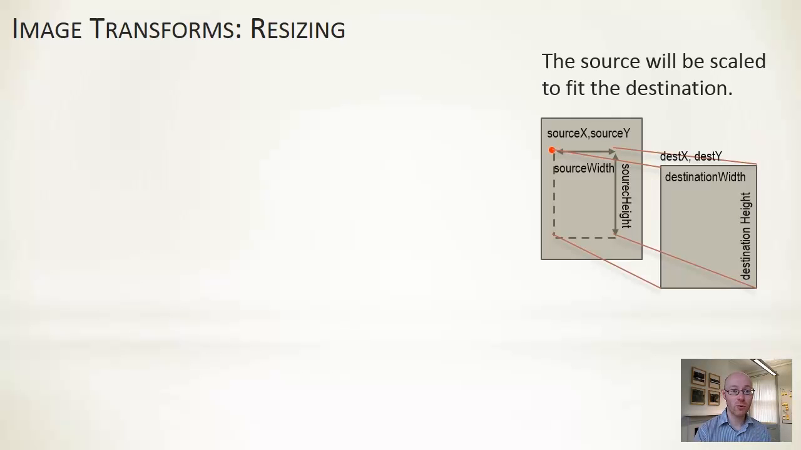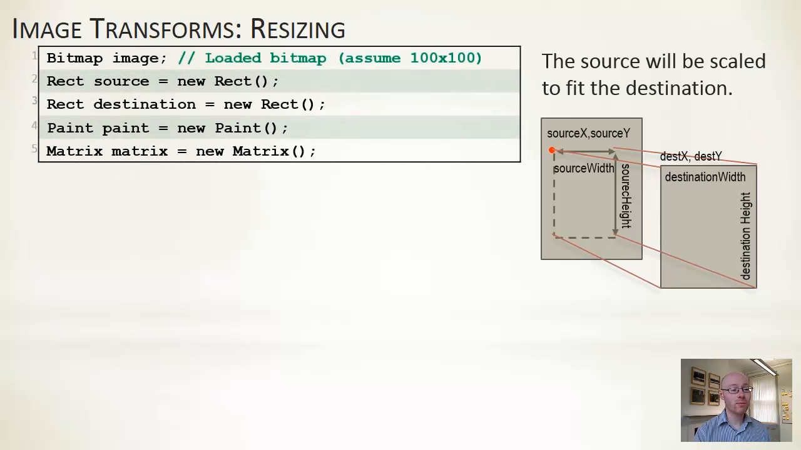So if you want to have a piece of code for this, well, we've got a few variables that we'll use here. We'll assume we have a bitmap image. Sake of argument, assume it's a 100 by 100 image. We will have a couple of rectangles, one for the source, which is the region of the bitmap that we're copying from, and the other for the destination, which is the region on the screen that we're drawing to.